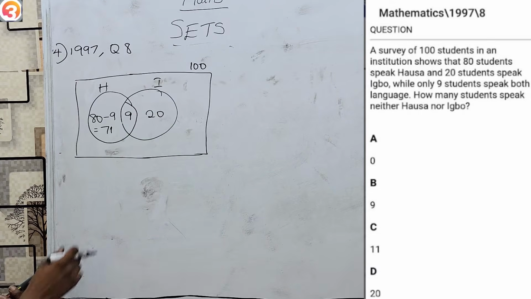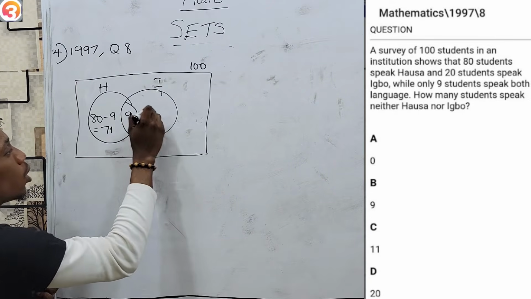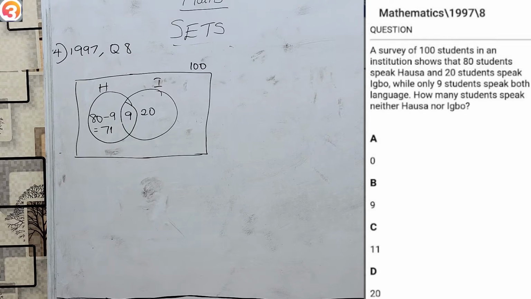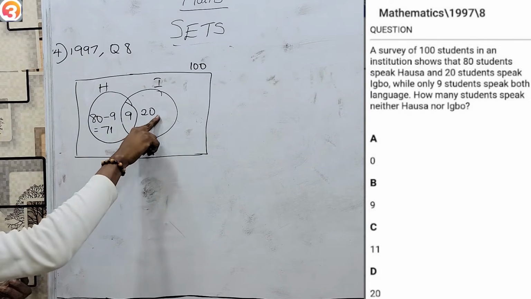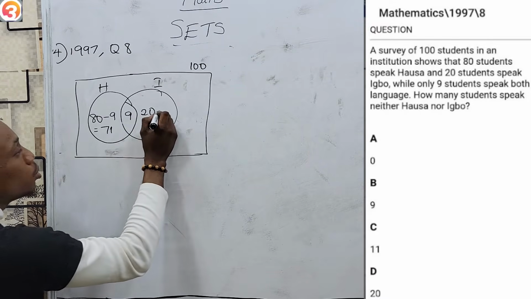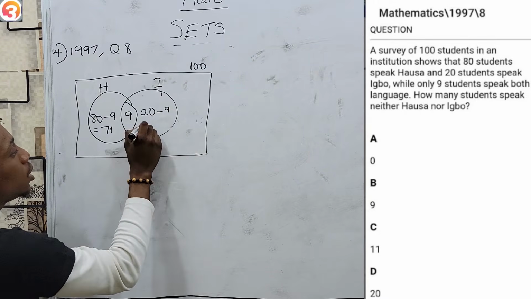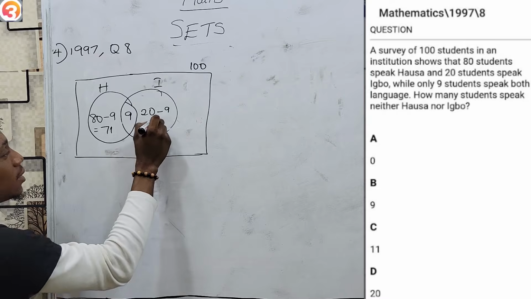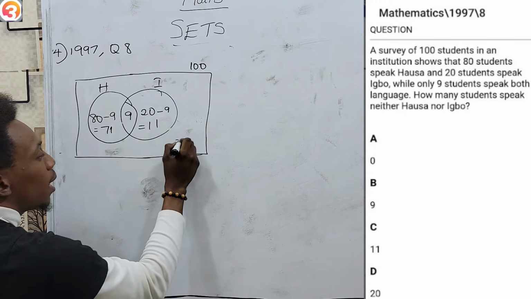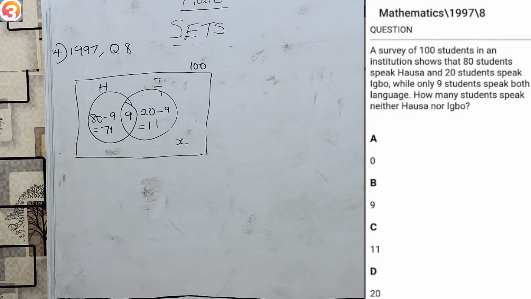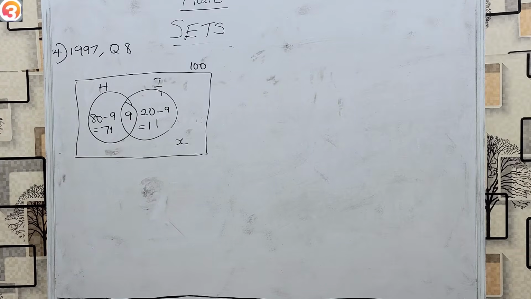And in the same vein, if those speaking Igbo are 20 and 9 speak both, if I'm speaking both, it means I was already included in the number of those speaking Igbo, which means I have to remove them to get those who speak Igbo only. 20 minus 9 is 11. So I have 71 speaking Hausa only, 9 speaking both, 11 speaking Igbo only, and an unknown number X speaking neither. How do I find that unknown number?